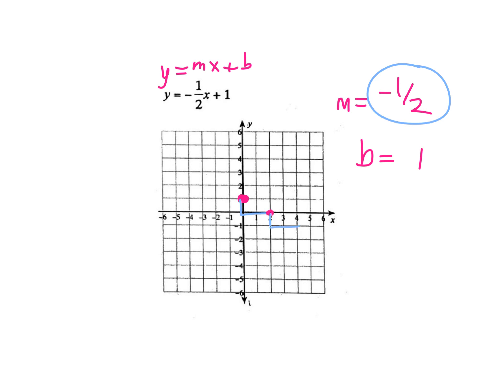Down 1, forward 2, plot a point, down 1, forward 2, plot a point, and we can reverse it. We can rise 1, go forward 2, rise 1, go forward 2, and fill up the graph. It's always good to have at least 5 points if you can. Then neatly connect, and you can see I have a negative slope. It's decreasing, and it crosses at 1 for the intercept.